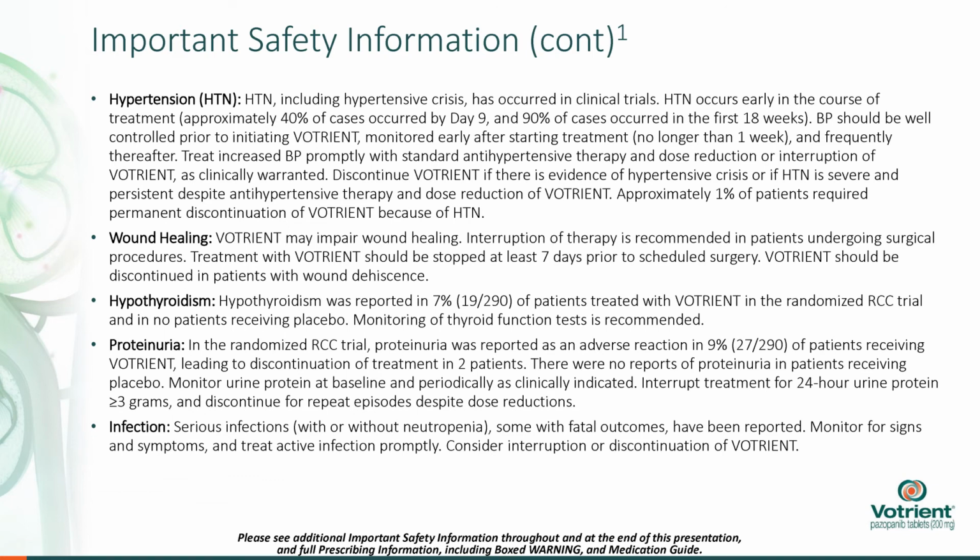Hypertension. Hypertension, including hypertensive crisis, has occurred in clinical trials. Hypertension occurs early in the course of treatment. Approximately 40% of cases occurred by day 9, and 90% of cases occurred in the first 18 weeks. Blood pressure should be well controlled prior to initiating Votrient, monitored early after starting treatment, no longer than 1 week, and frequently thereafter. Treat increased BP promptly with standard antihypertensive therapy and dose reduction or interruption of Votrient as clinically warranted. Discontinue Votrient if there is evidence of hypertensive crisis or if hypertension is severe and persistent despite antihypertensive therapy and dose reduction of Votrient. Approximately 1% of the patients required permanent discontinuation of Votrient because of hypertension.